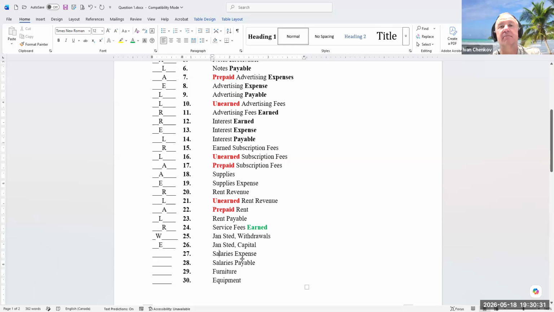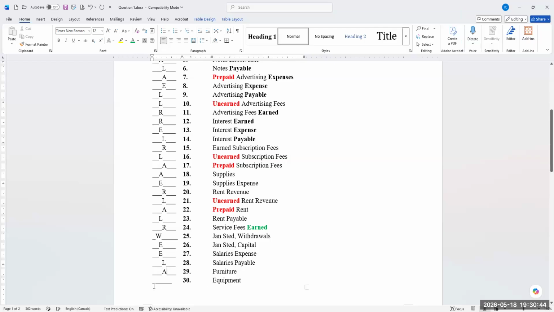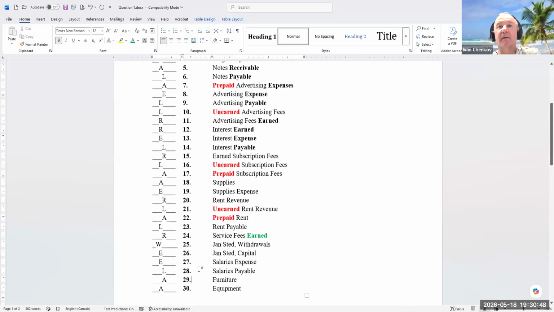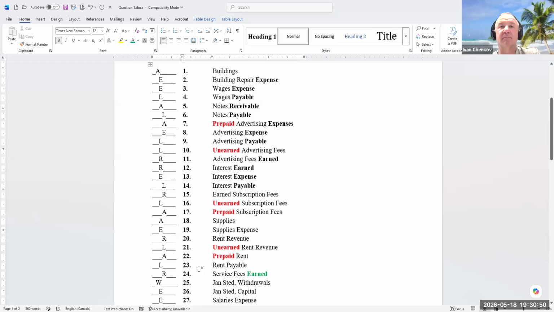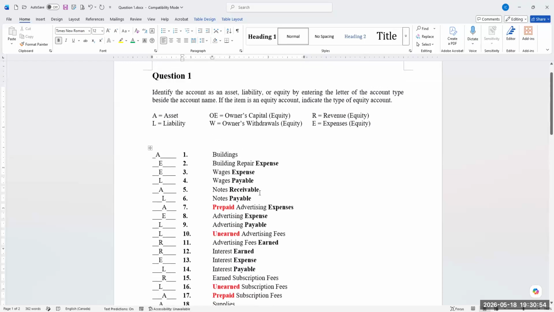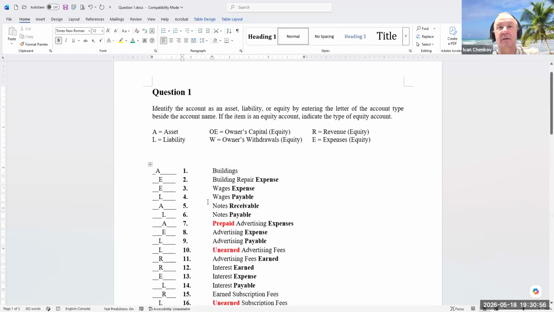Salary expenses. Expense. Clearly expense. Salary payable. Liability. Furniture. Asset. Equipment. Asset. Still asset. Okay, great. Do you feel comfortable now? Yes. Okay. So now let's combine this part with this part.